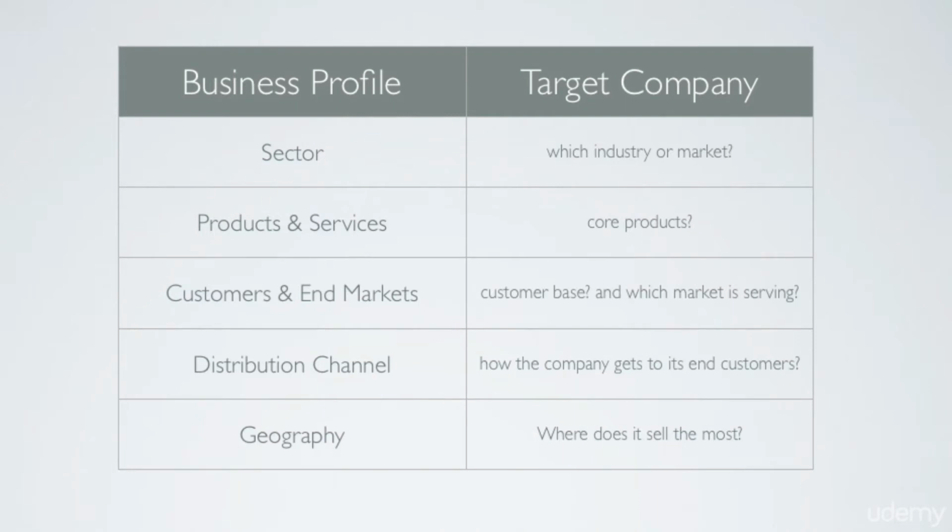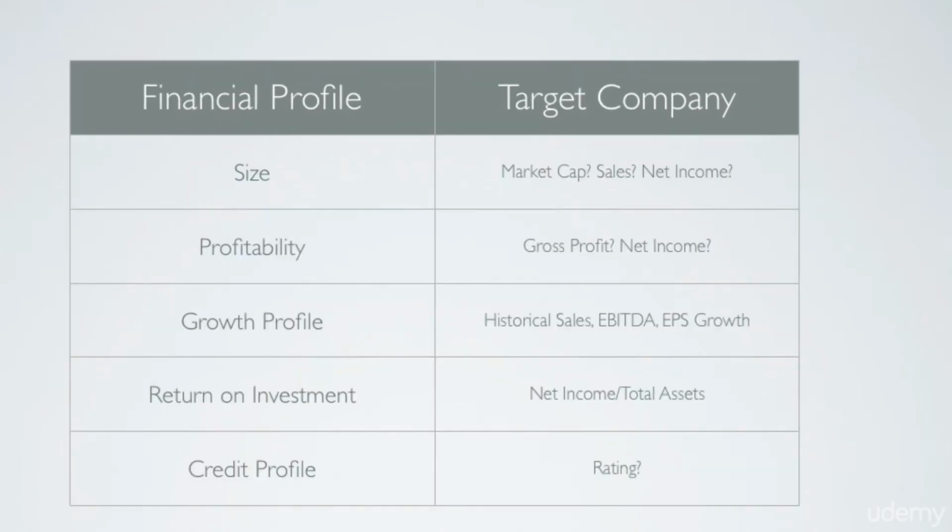And also the geography. When it comes to geography, we want to know what's the main country that the company is serving. In other words, where the revenues are coming from. Then when it comes to the financial profile, we want to look at its size, in other words, the market capitalization, the sales and the net income, the profitability of the business given by metrics such as the gross profit, net income, or other ratios such as the gross profit margin, the net income margin, and so on and so forth.